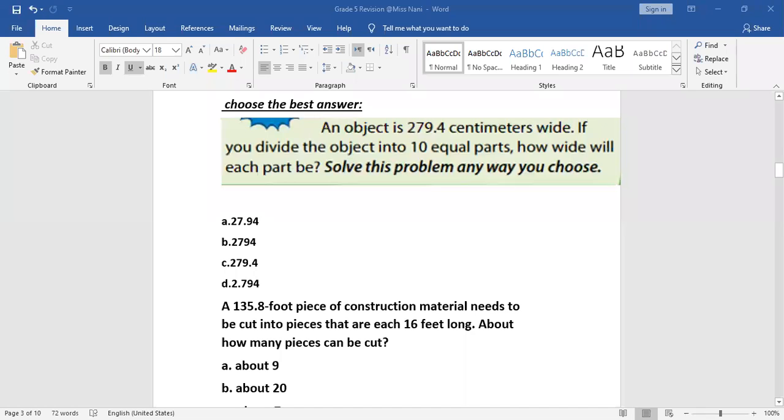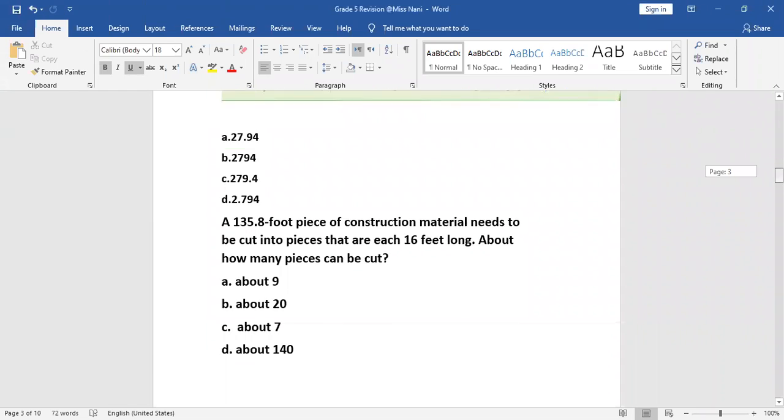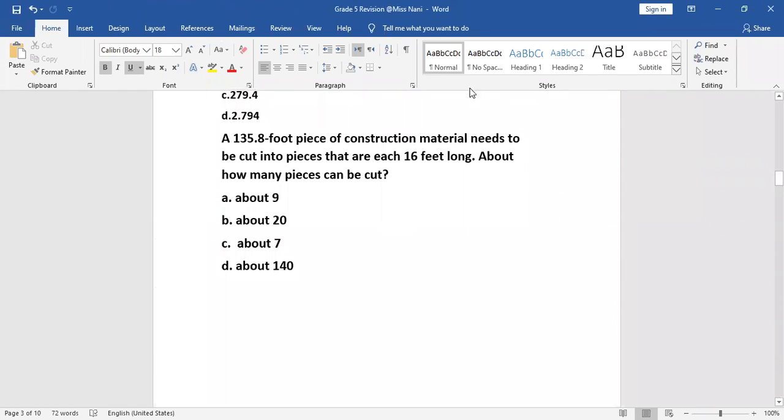So let's go to the next question on the revision. A 135.8-foot piece of construction material needs to be cut into pieces that are each 16 feet long. About how many pieces can be cut? So we have to estimate and round the numbers. So here I have two rounding steps that I like to do to get a convenient compatible number.